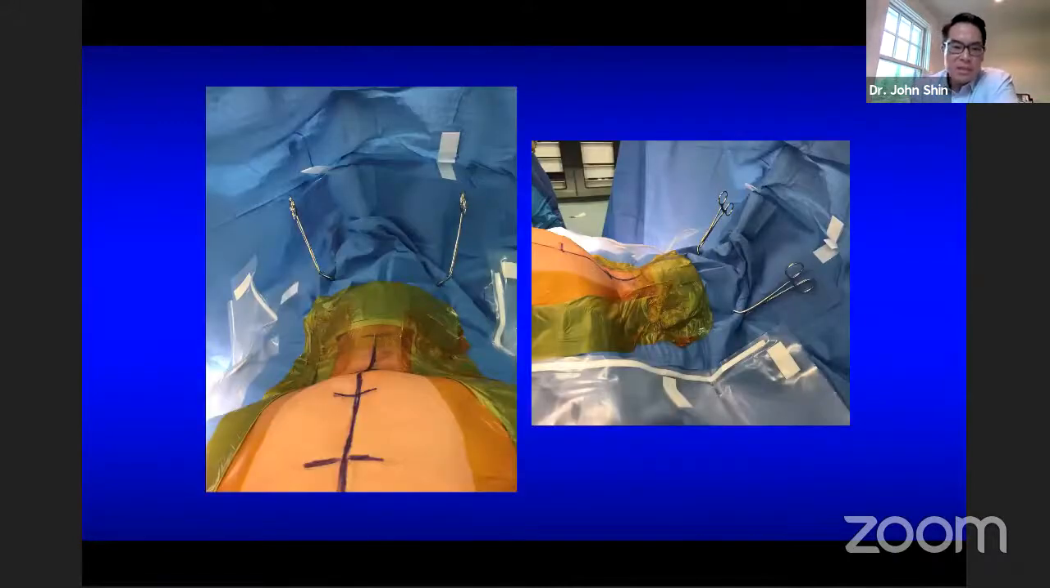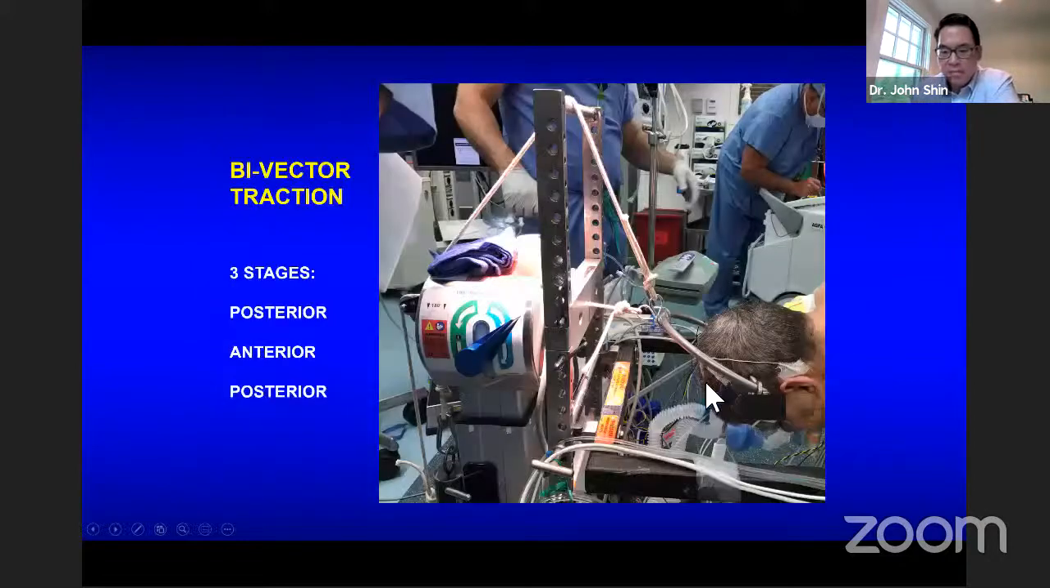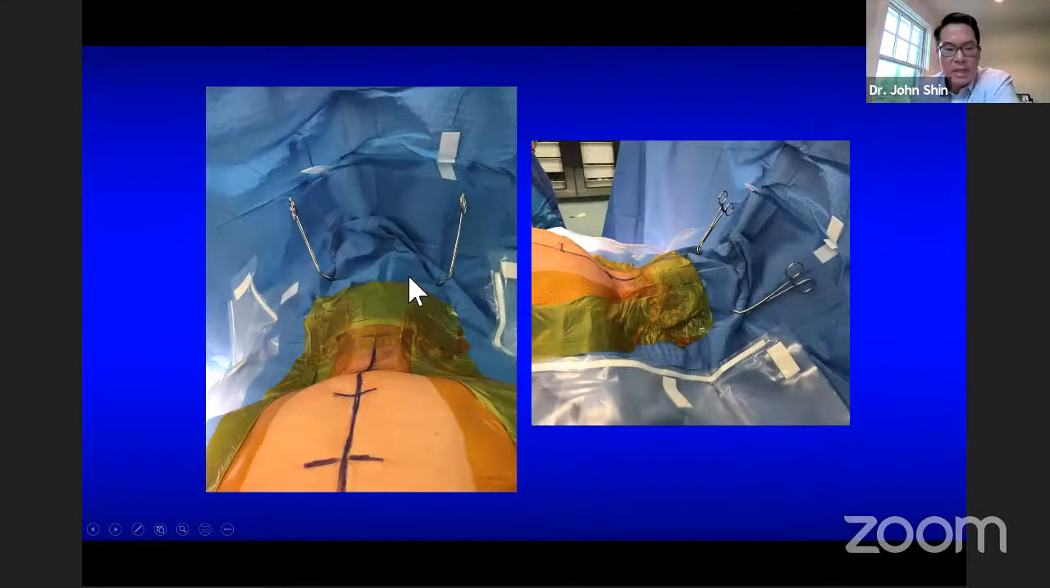And this is the setup. With the head in Gardner-Wells tongs, obviously there's nothing below supporting that. So it gives the anesthesiologist access to the endotracheal tube, and the neuromonitoring team access to the various cables and wires. And so for me, what I do is I attach these towel clamps to the actual Gardner-Wells tongs. So they're almost like antennas, right?